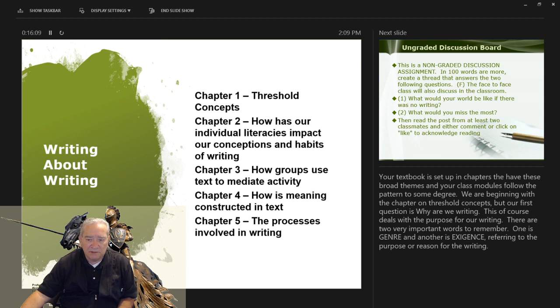This course deals with the purpose of our writing. There are two very important words to remember. Both of them make up some of the threshold concepts. One is genre. Genre refers to categories or the types of writing that is done, and we're going to discuss that in this PowerPoint. Exigence refers to the purpose, and they are related.